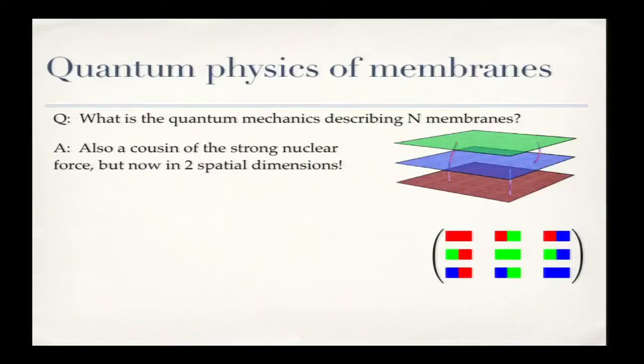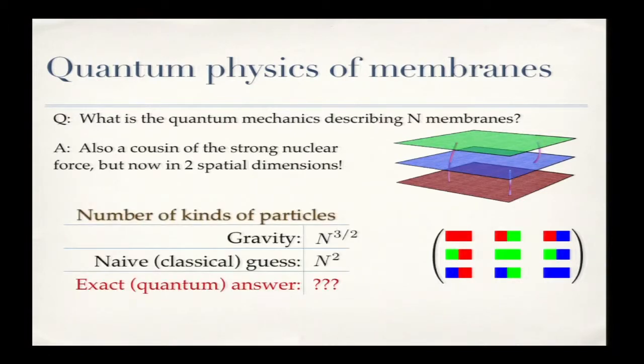Okay, so that was the quantum physics of three-branes. Now, what's the quantum physics of membranes? And the answer is it's also a cousin of the strong nuclear force, but now it's in two spatial dimensions as opposed to three spatial dimensions. And again, the strings are like the gluons. And here's a summary table of what I told you so far about the membranes. Gravity predicts now the number of kinds of particles goes like N to the 3/2. The naive classical guess gives N-squared. And the exact quantum answer I haven't told you yet, but as I alluded to, it should equal N to the 3/2.